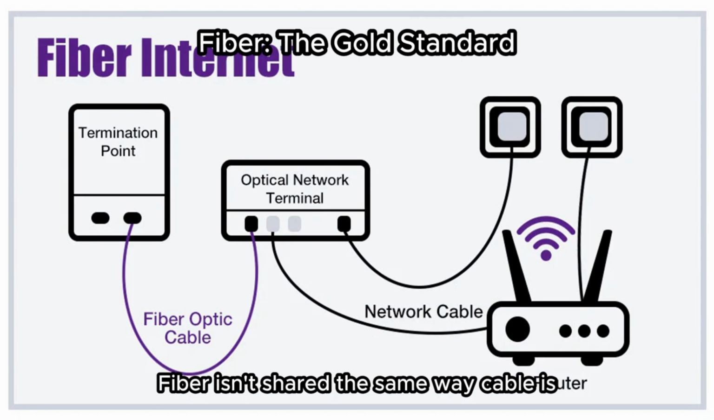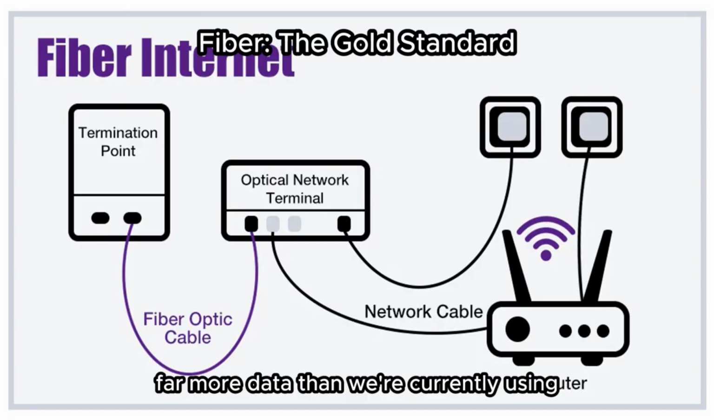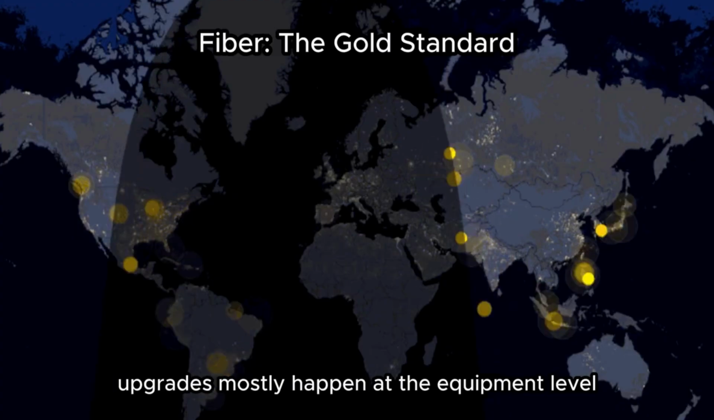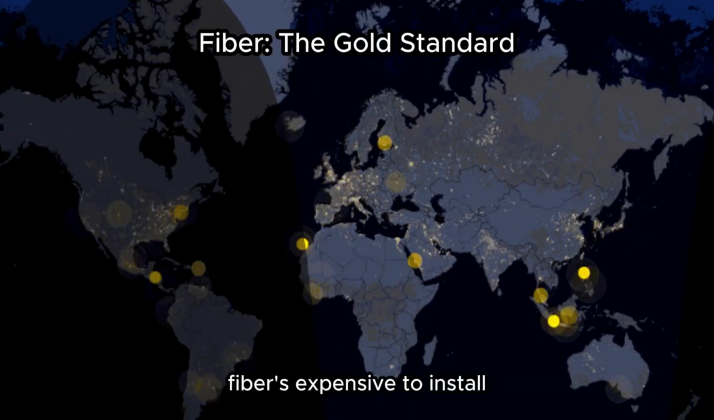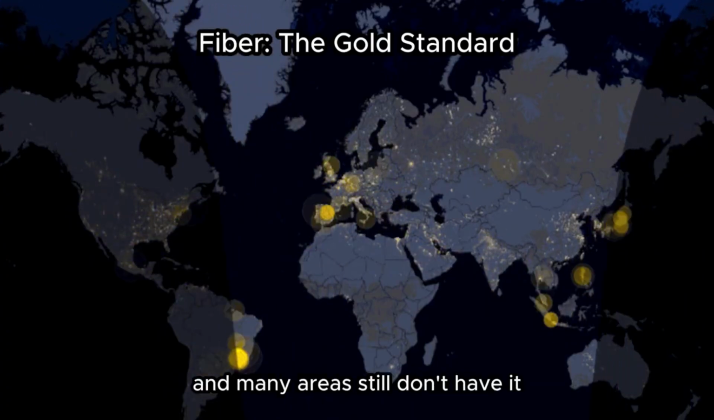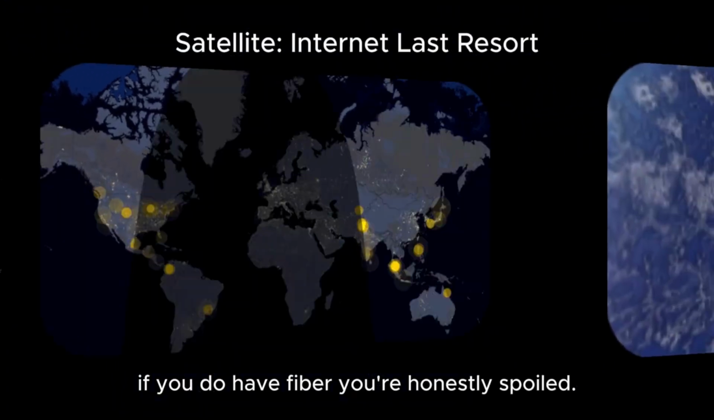Fiber isn't shared the same way cable is, and it's incredibly future-proof. The cables can handle far more data than we're currently using. Upgrades mostly happen at the equipment level. The downside is availability. Fiber's expensive to install, and many areas still don't have it. If you do have fiber, you're honestly spoiled.